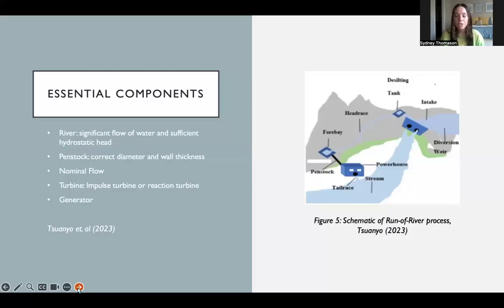Lastly, the generator is another essential component, obviously. The generator is located inside the powerhouse along with the turbine. And this is what actually converts the energy from the moving water into usable electrical energy.